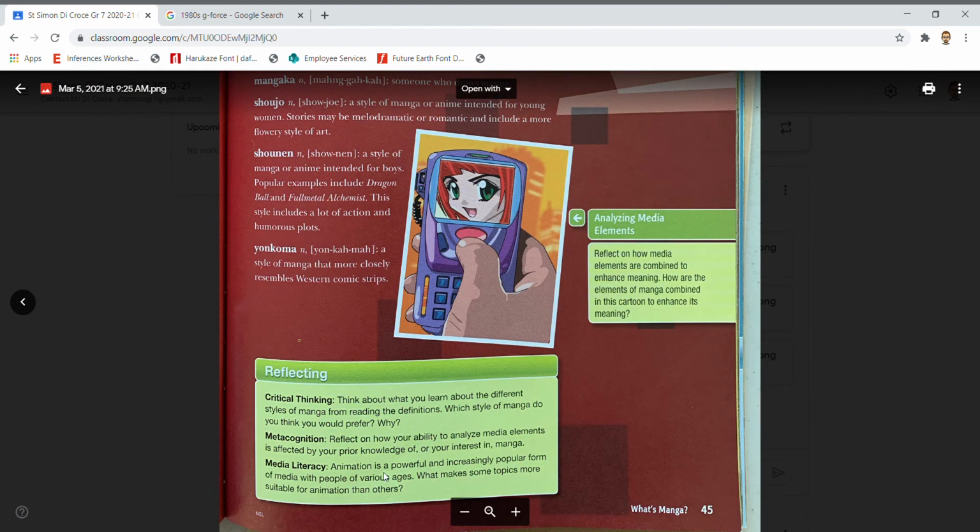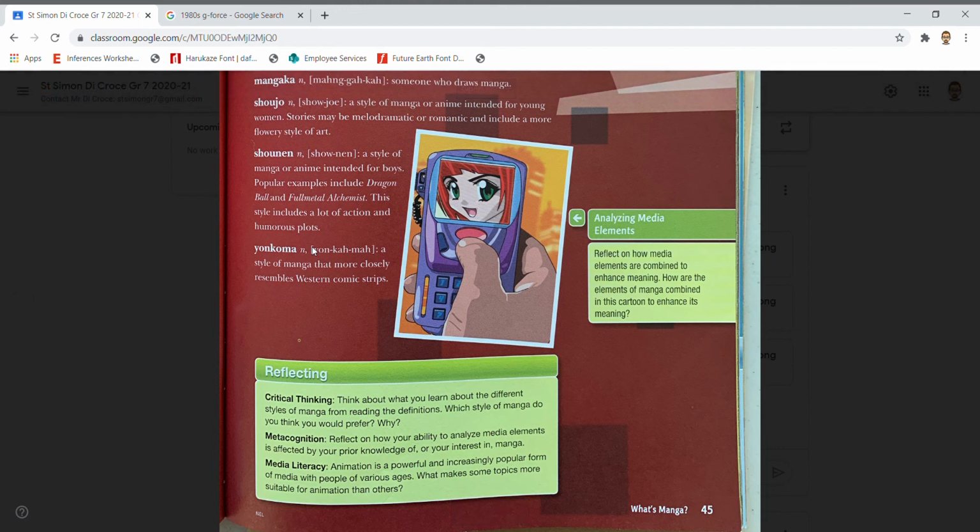Alright. Animation, a powerful, increasingly popular form of media. What makes some topics more suitable for animation? Some comics do lend themselves very well to a series, and it's the same thing with books. Some books lend themselves better to movies, and some really don't. Maybe you end up watching the movie and you think, the book is a million times better. Maybe you'll read the comic and come to that same conclusion, looking at the graphics associated with it, or if there aren't any graphics, the image that you create in your mind is already something powerful from the words, and then you may watch the movie and have a completely different opinion.